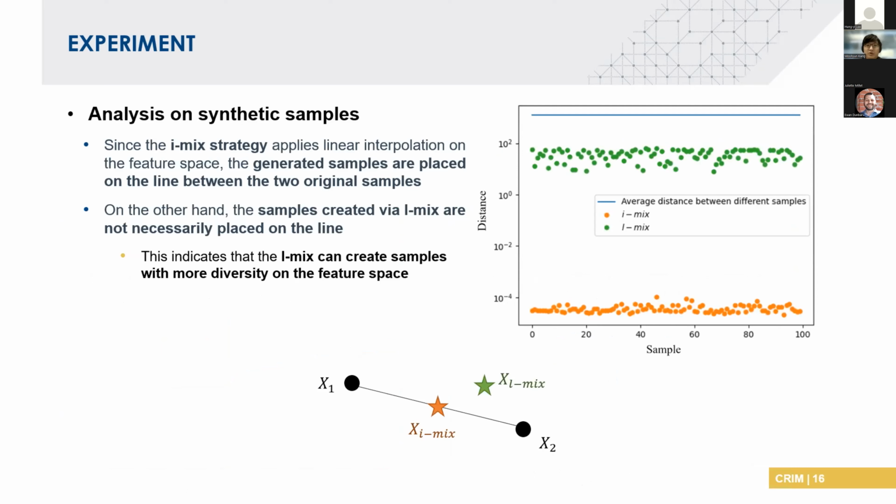And this is more apparent in the feature space. Since the iMix strategy applies linear interpolation on the feature space, as I mentioned in the beginning, the generated samples are bound to be placed on the line between the two original samples. So the distance between the line and the iMix synthetic samples is basically zero, they're on the line. On the other hand, the samples created by LMix are not necessarily placed on the line, which indicates that LMix may create samples with more diversity in the feature space.